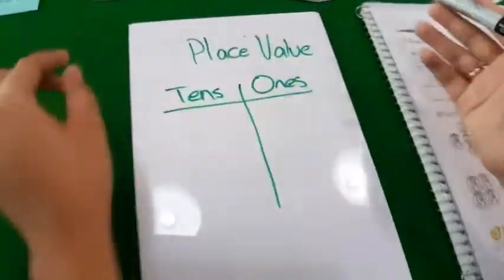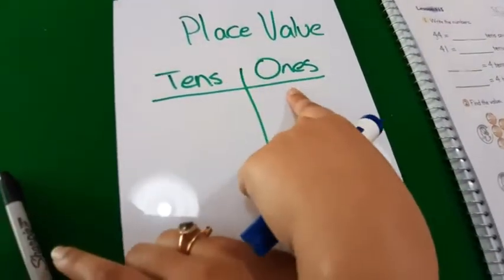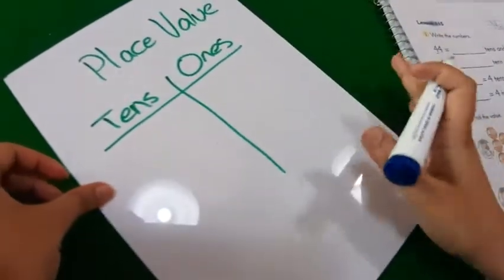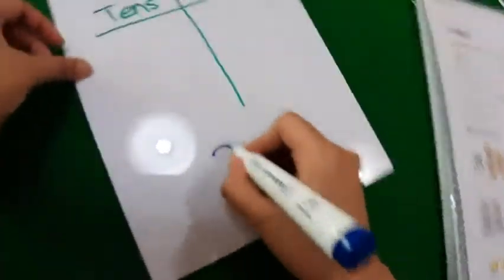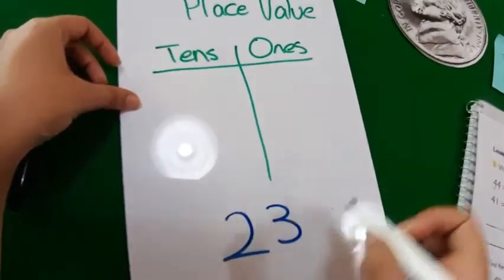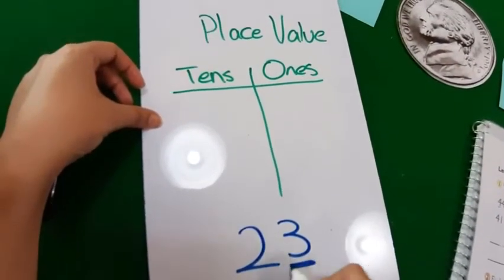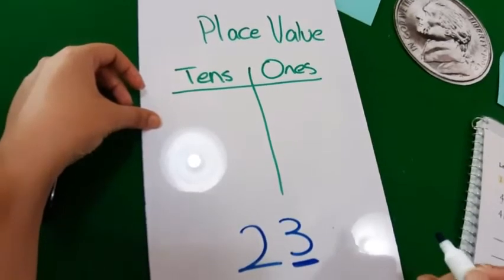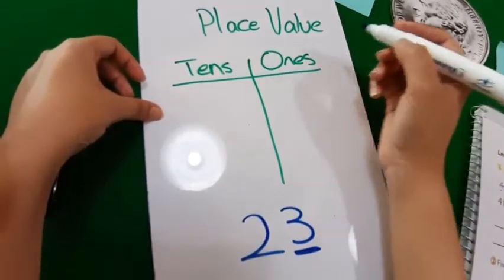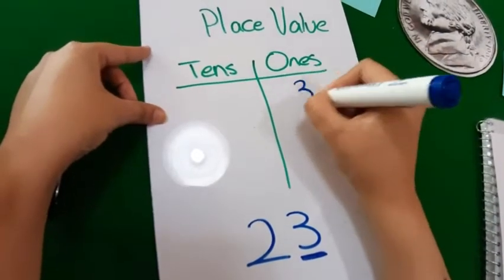Now let's look here. Can you see that I've made a board here for you? This says tens and this says ones. Now, for instance, I have a number here that says 23. Now what we have to do is see that the number on my right hand side goes under the value of ones. So I'm going to write here 3.